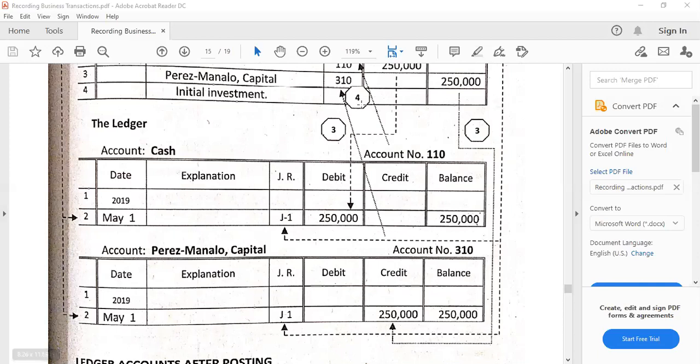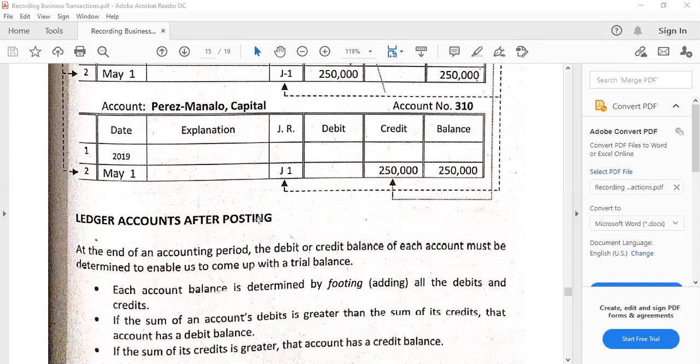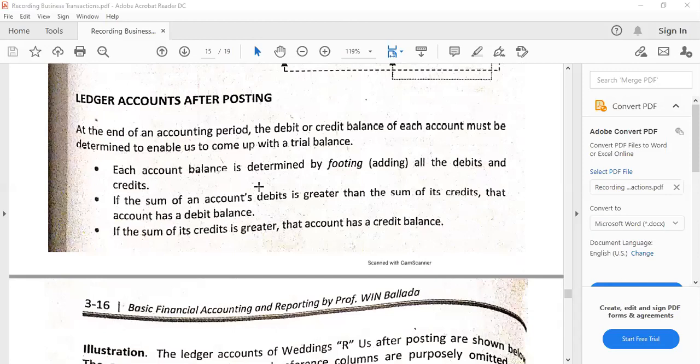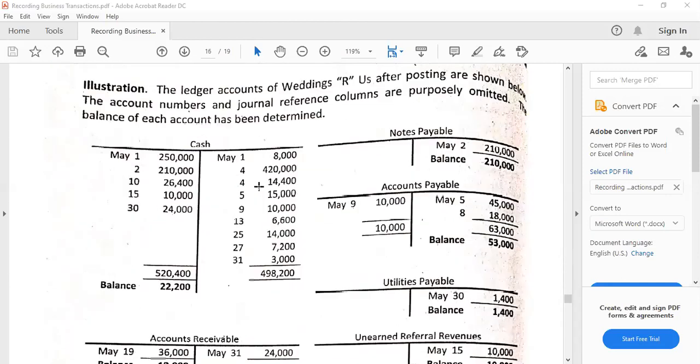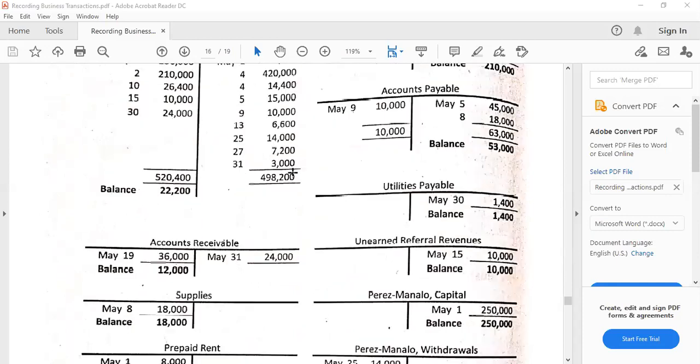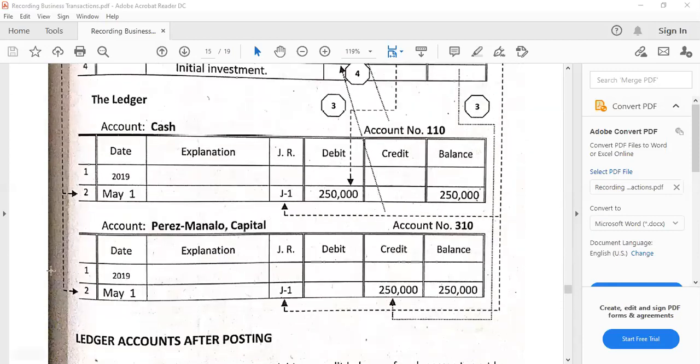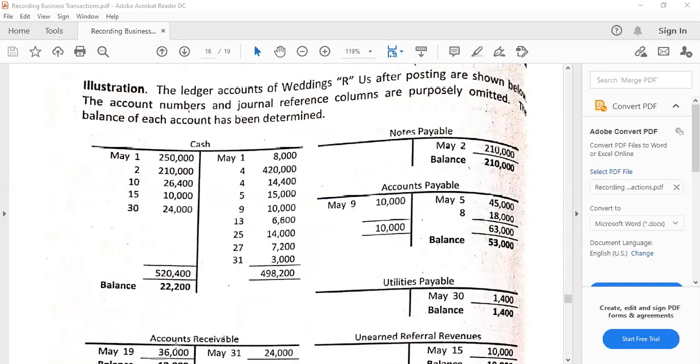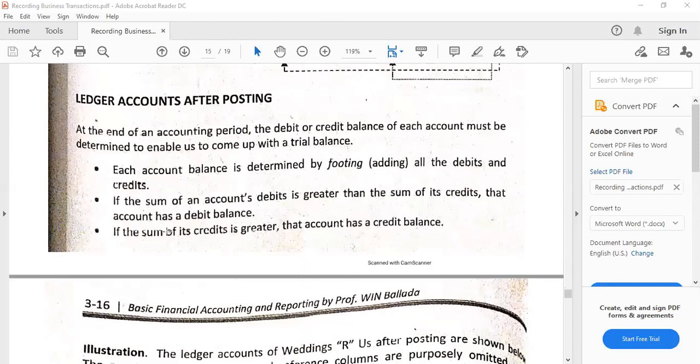This is a sample of a ledger account, which is really the document format or form. Because if we say the ledger accounts after posting, what is shown here actually are the T accounts, because, well, if we don't have this form or paper, it will be very challenging to put the line. So that's why we can just make T accounts to be able to post, and we can determine the balance. Now, here are the ledger accounts after posting.